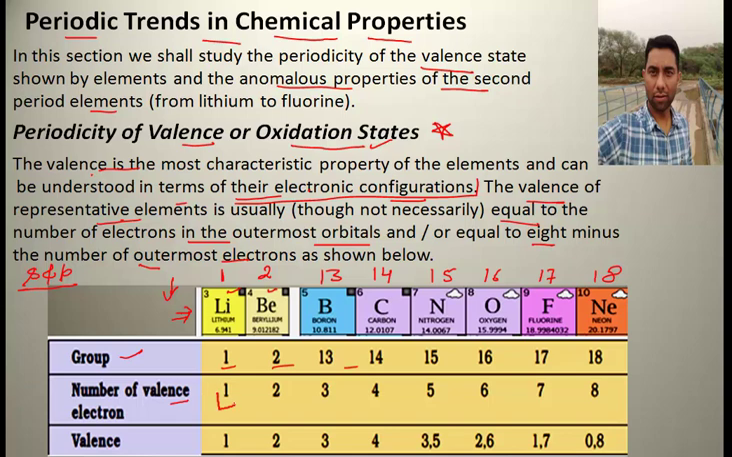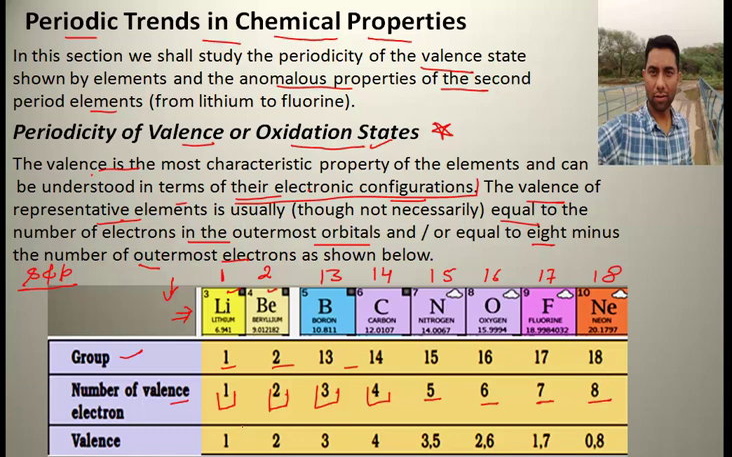So it's obvious that there will be 1 valence electron. How many will be there in group 2? 2. And now about group 13. For group 13, it will be 3. There will be 3 valence electrons. Group 14, 4. 5 for 15, 6 for 16, 7 for 17, and 8 electrons for the 18th group. Okay. Now what will be their valence?